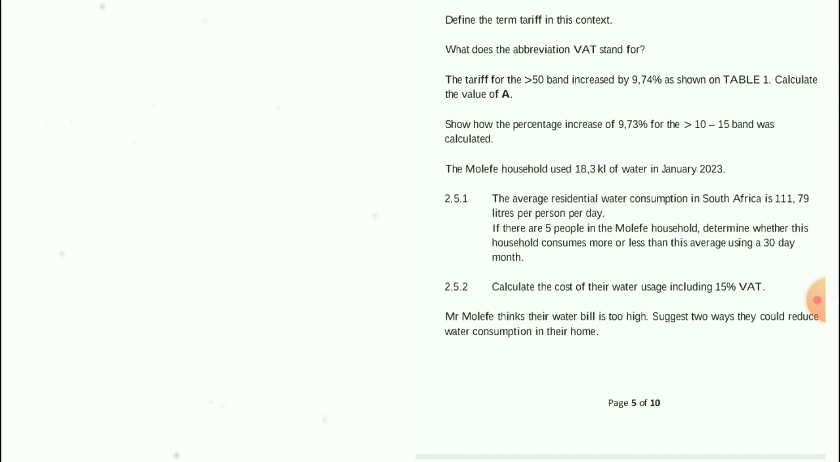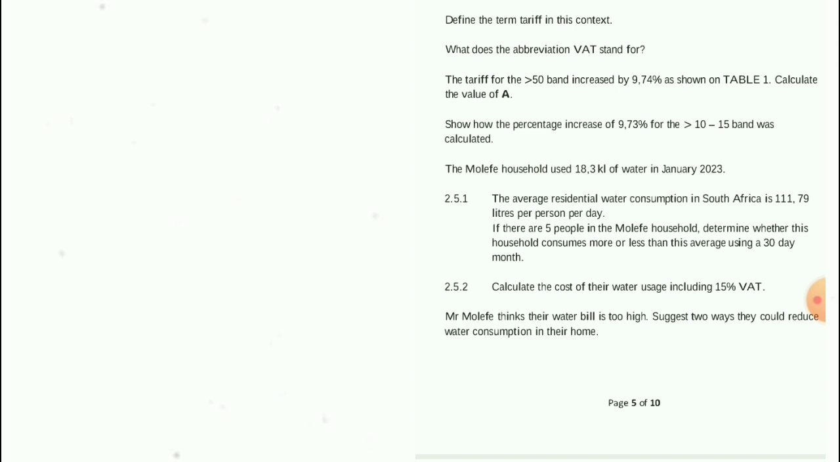Okay, guys, now we are calculating. Remember, the household used 18.3 kl. So let's begin. How do we do this one, guys? I'll put the answer on the screen after I'm done. So we're going to say 111.79 multiplied by 5 people, then multiply by 30 days. We're going to get the answer 16,768.5 liters.